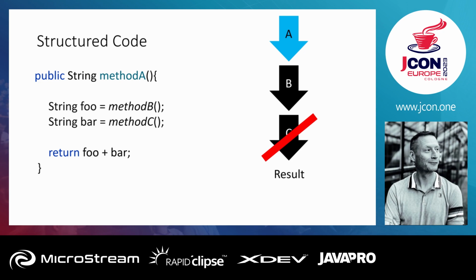And the same of course goes for method C. If it throws an exception, then I've only run method B, and method C throws an exception. I'm not going to try and create some result. I will just stop there, and the error will pop up with the caller, and then he will solve it. I hope so.